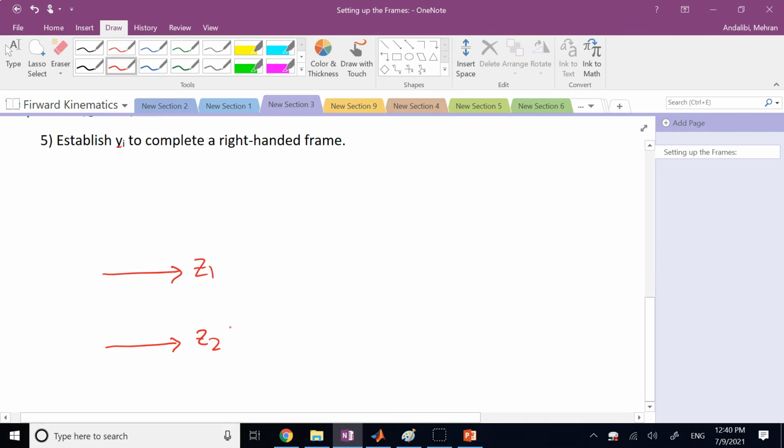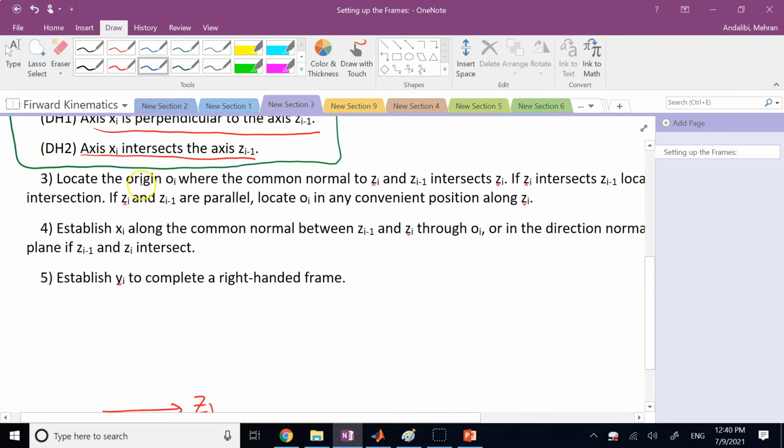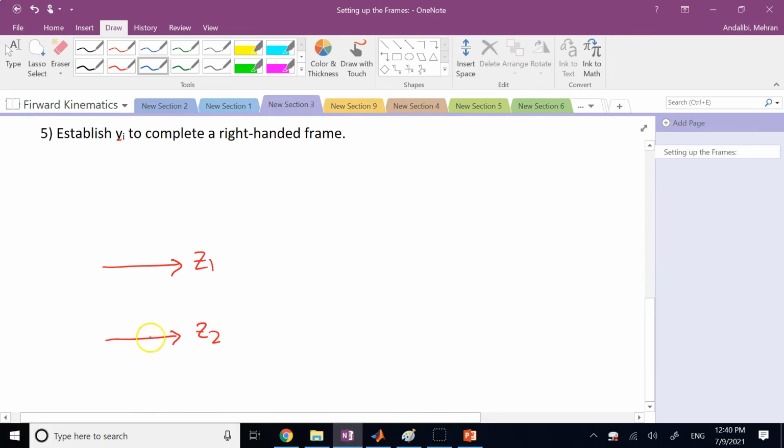It says if they are parallel, then there is no intersection point between them. Then choose your origin of frame 2 anywhere convenient, right? So it says choose origin Oi what? If they are parallel, choose it conveniently along what? Zi. So anywhere along the Z2, you can choose to be the origin of frame 2. If they are intersecting, then life is easy. You choose origin 2 to be at the intersection of the two.